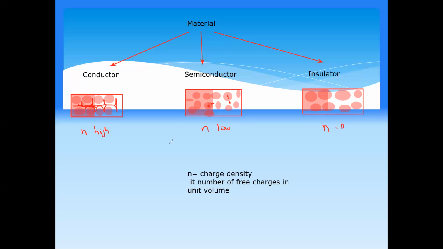But this charge density changes with temperature. For conductors, all of the atoms have already lost their electron and changed to ion. So for conductors, the charge density remains constant, or does not change with temperature.